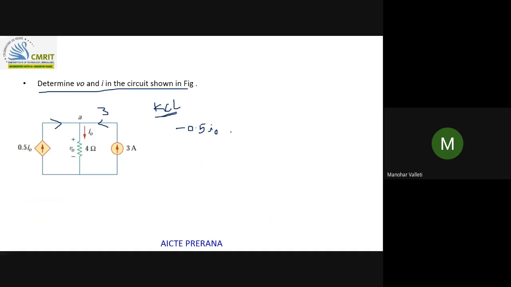I naught plus I naught minus 3 equal to 0. But you see here, the relationship between I naught and V naught is, this is equation 1, this is V naught by 4, this is equation 2.